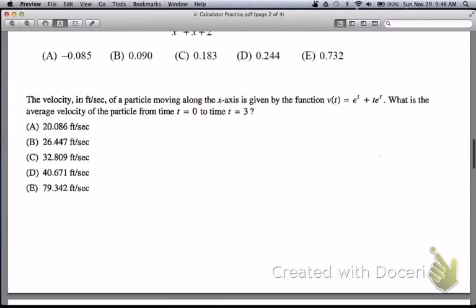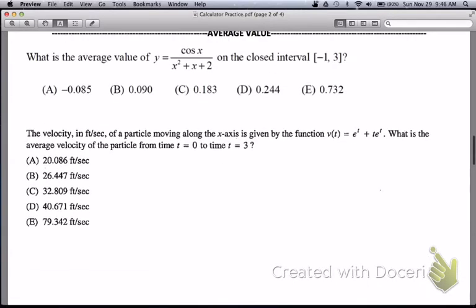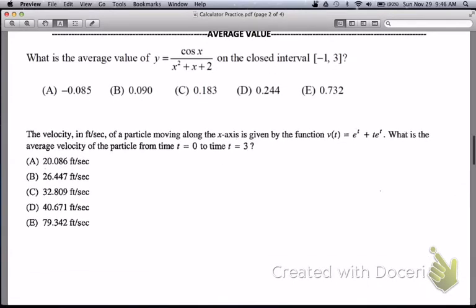Average value, we haven't talked about this one too much, but it does come up quite frequently on the AP test, and it's not a hard thing to do. It's not a difficult thing, I should say. This one might require a little bit more help from my end, so I'm going to do the first one with you guys, and then I'll have you guys try the second one on your own.